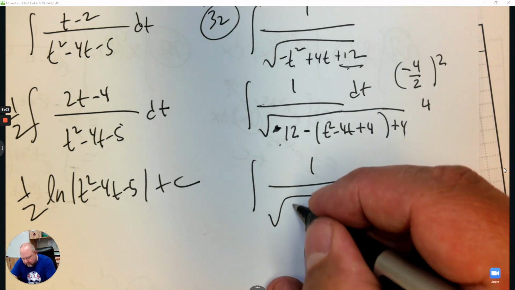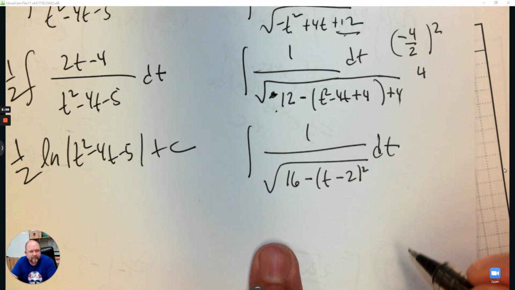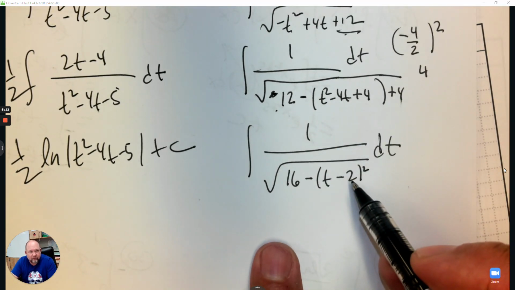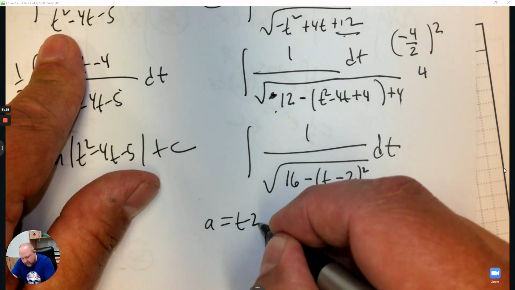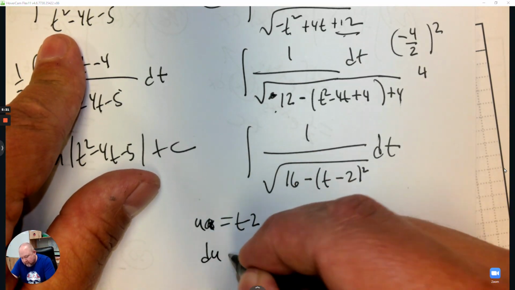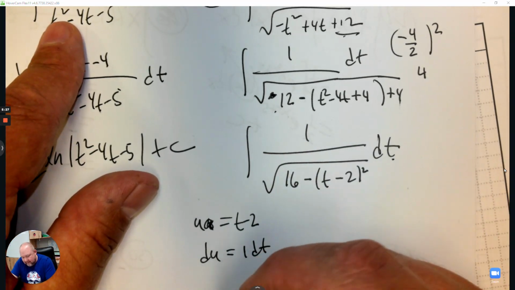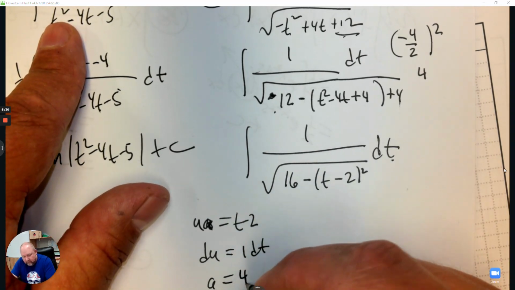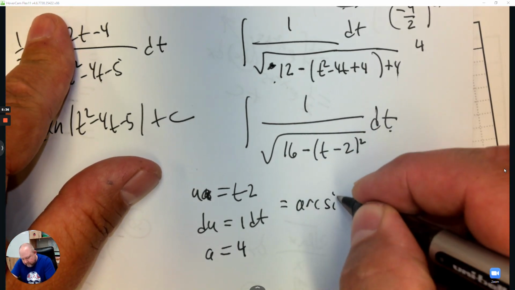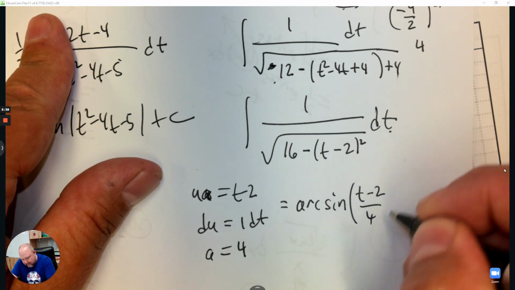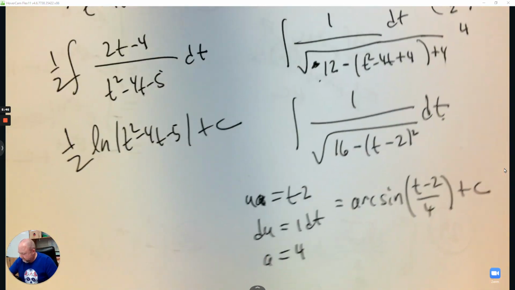So 12 plus 4 is 16 minus, and then complete the square. So factor it, and it's t subtract 2 squared. A is the square root of t minus 2 squared, which is t minus 2. Sorry, that's u. Du is the derivative, which is 1, which is great. And then A is the square root of 16, which is 4. So the formula is going to be arc sine u over A plus C. Number 33.